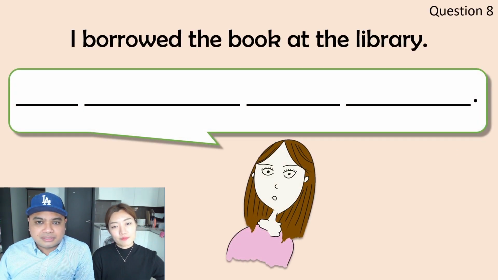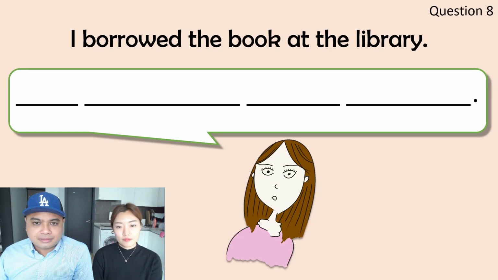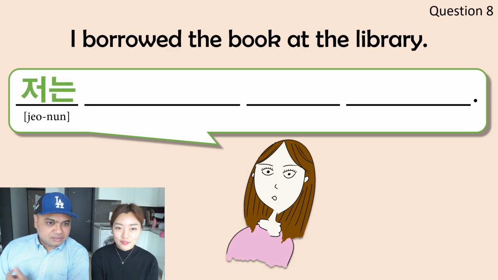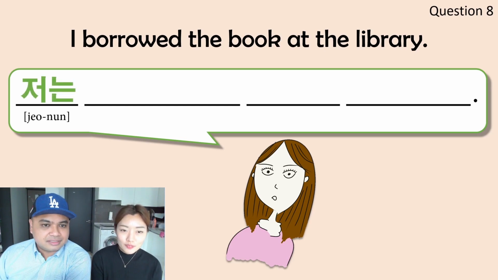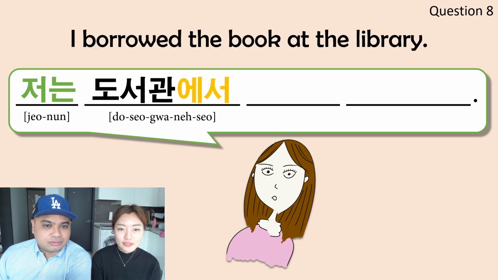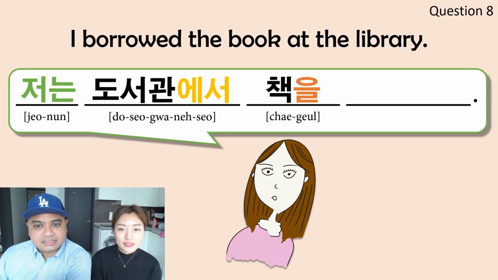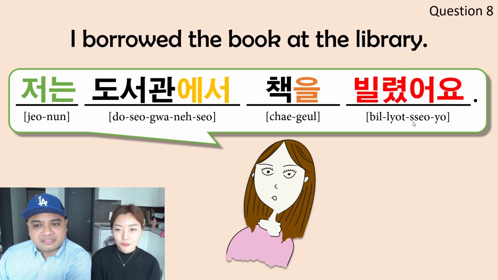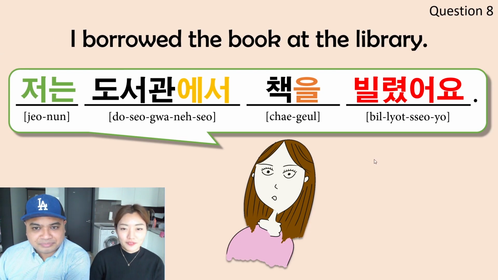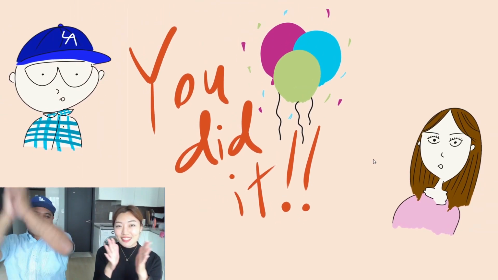And our last question. I borrowed the book at the library. Okay. And of course we need to say 저는. Then the location, 도서관에서, 책을, then 빌렸어요. 저는 도서관에서 책을 빌렸어요. Yes. And that's it. We did it.